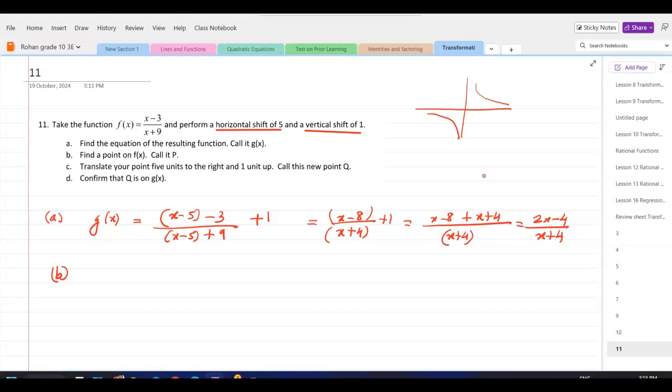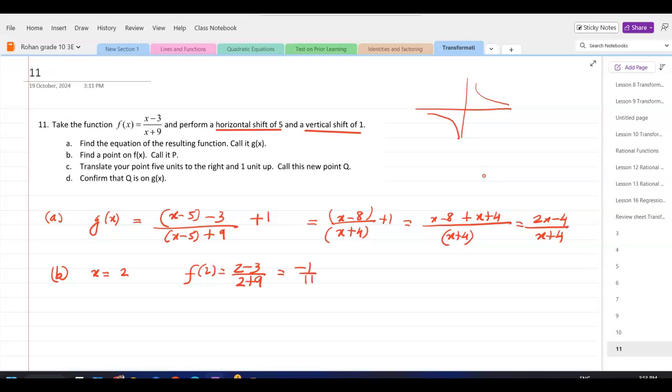Take something that cancels out. So in the bottom, minus 4. Take any point. What do you want to take x as? If you take 2, then what happens to your f(2) will be 2 minus 3 upon 2 plus 9. That's minus 1 over 11.